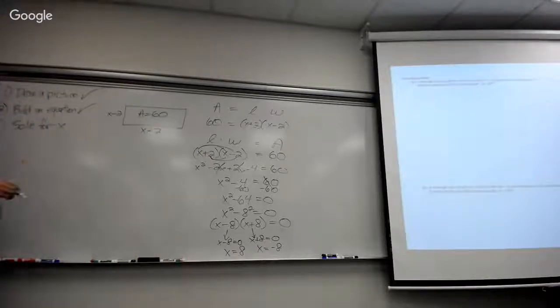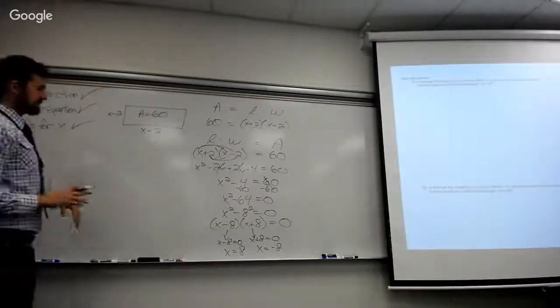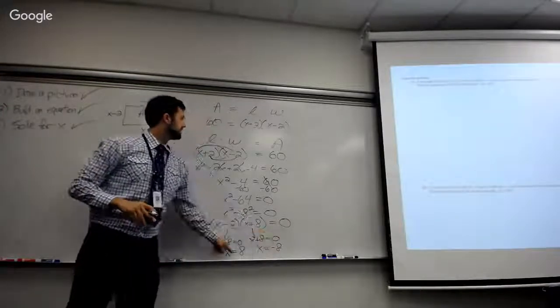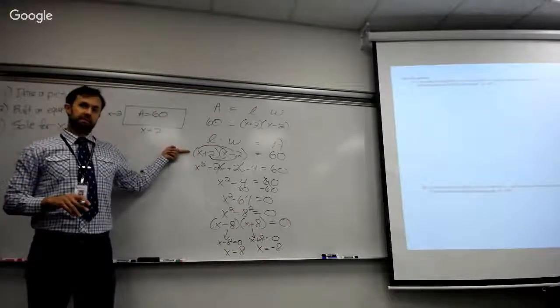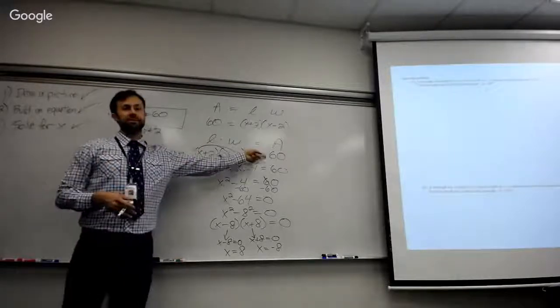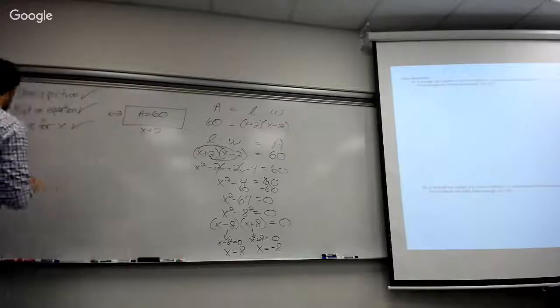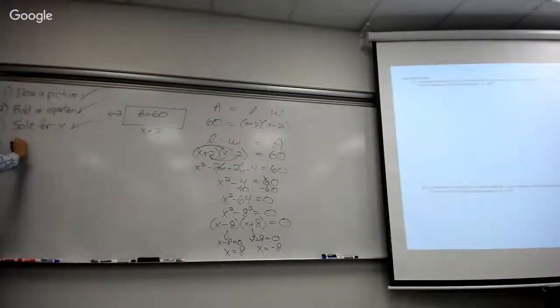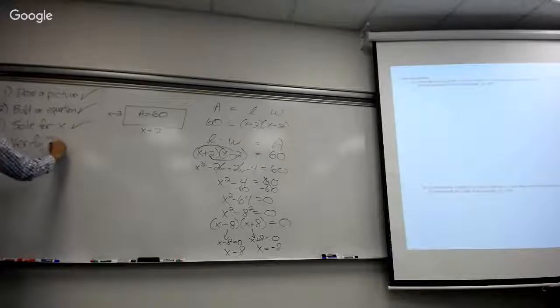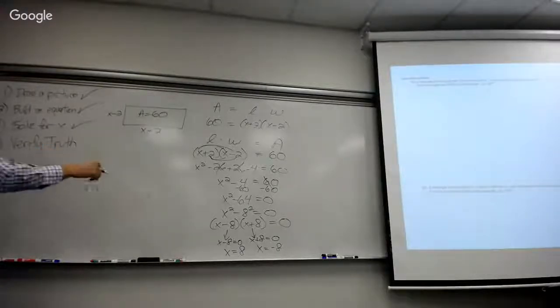We just finished step 3, solving for x. Mathematically, what that means is if I plug either of those numbers into this equation, what should happen? It'll be true. Yeah, it'll be equal to 60. Well, there's still one last thing we have to do, and that is verify truth within the context of the actual original problem. Remember, the original problem didn't say solve for x. The original problem said find the length and the width of this rectangle. So let's take both of those answers and take a look.